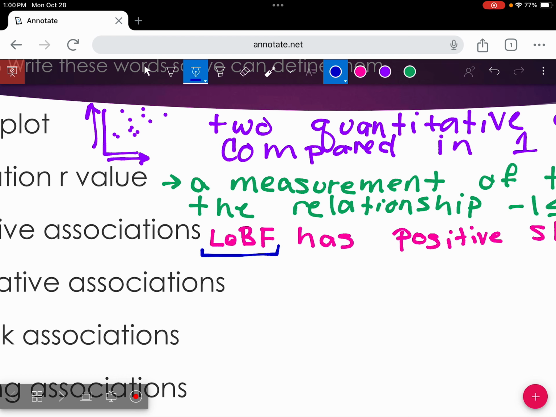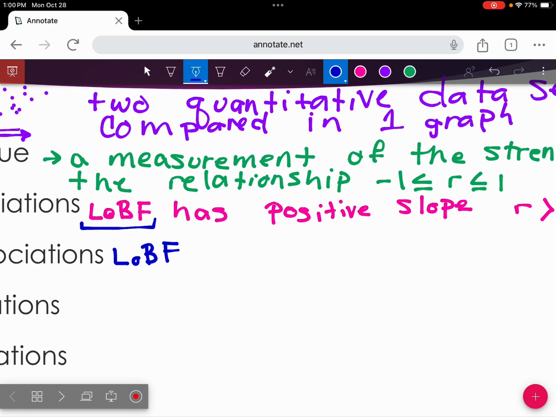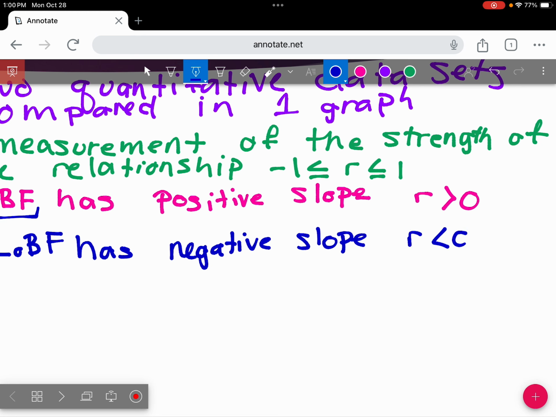This would be line of best fit. I just abbreviated it because I didn't want to write the whole thing out. And I'm going to use line of best fit repeatedly. Because our negative association is very, very similar. But instead of us having a positive slope, our line of best fit will have a negative slope. So our R will be less than 0. It'll still be greater than -1, but it'll be less than 0.